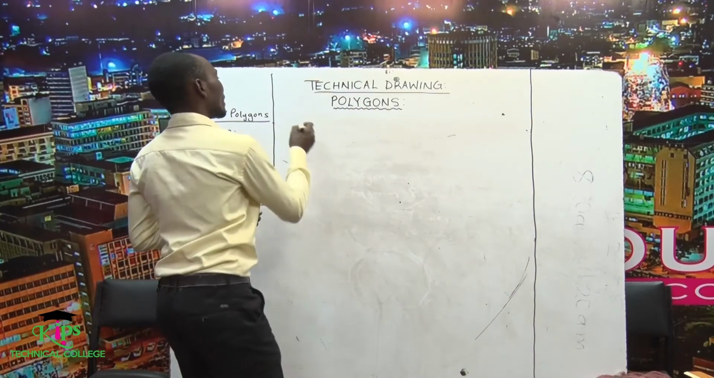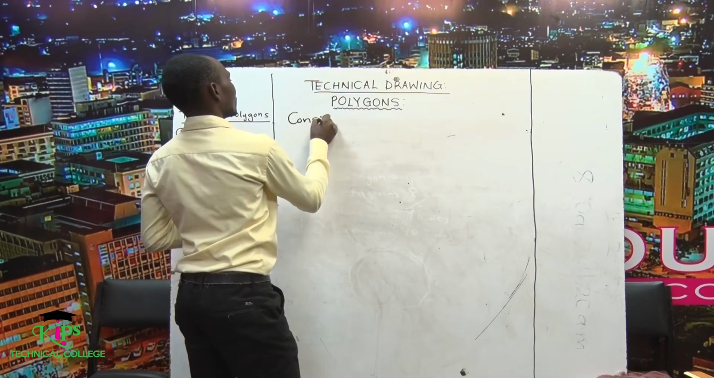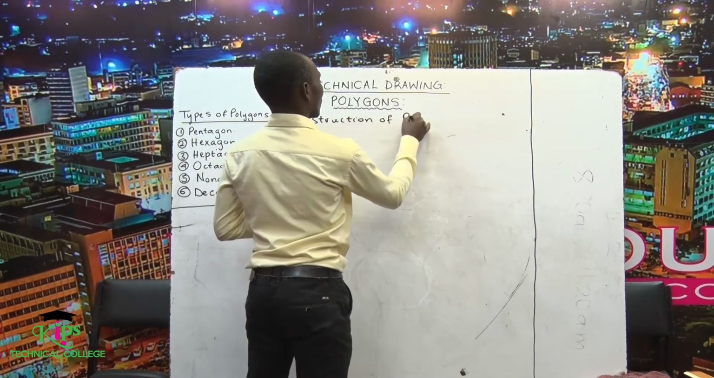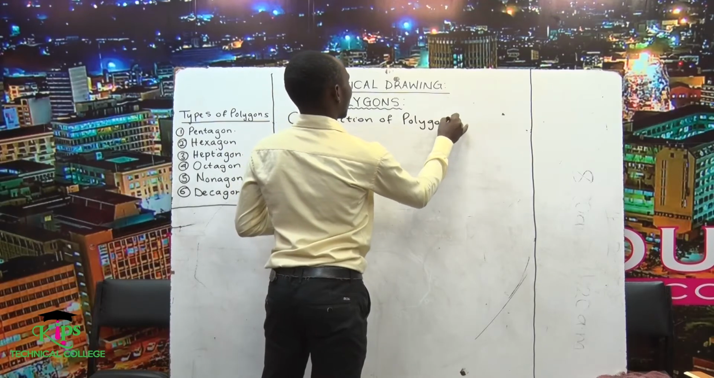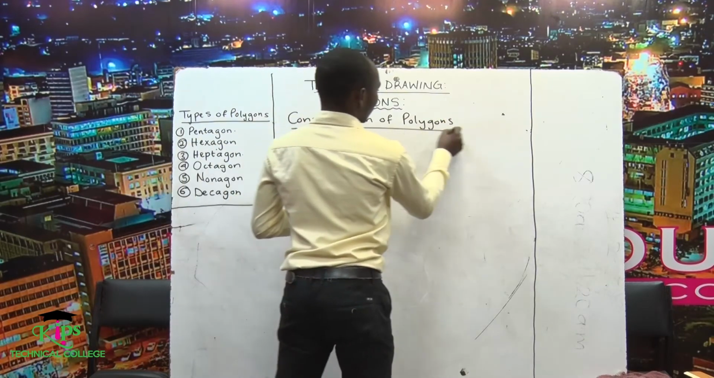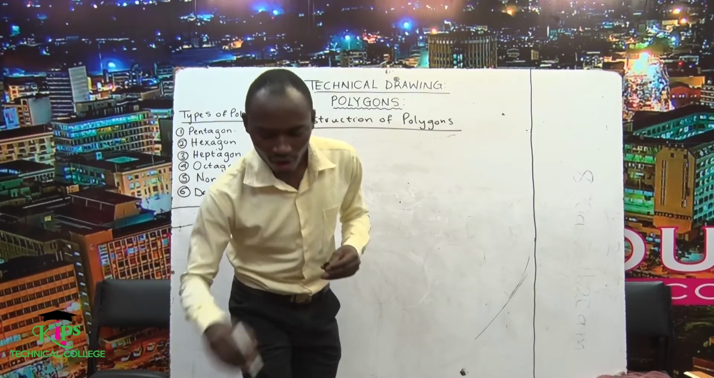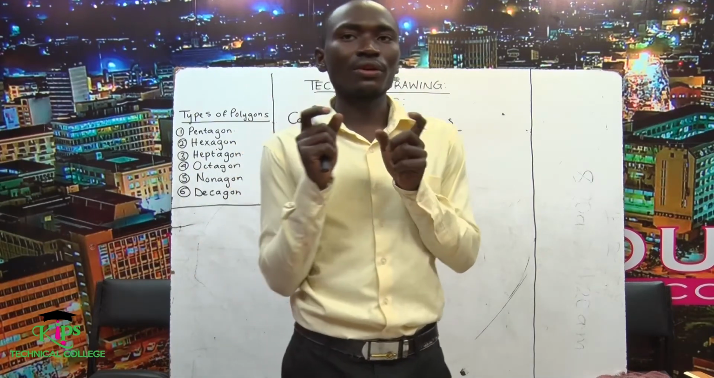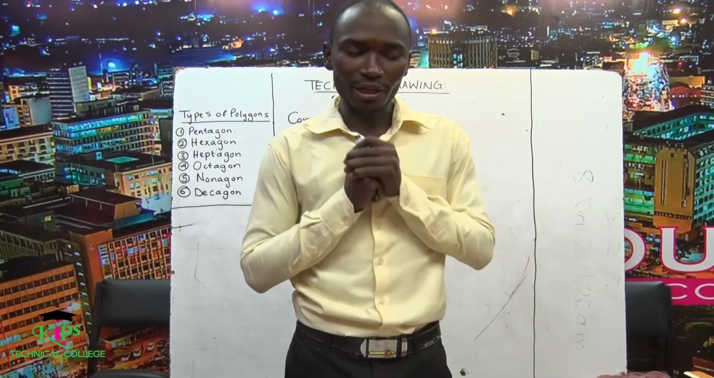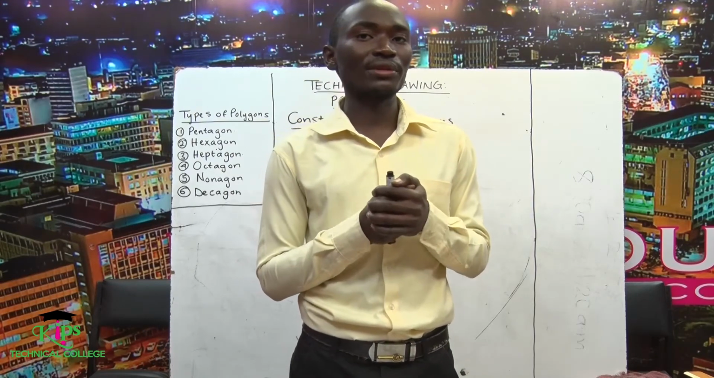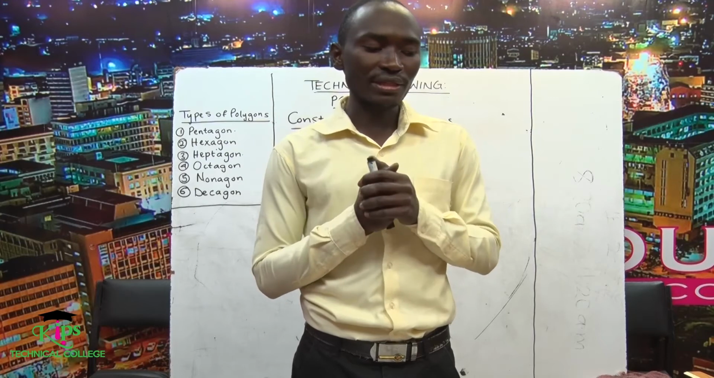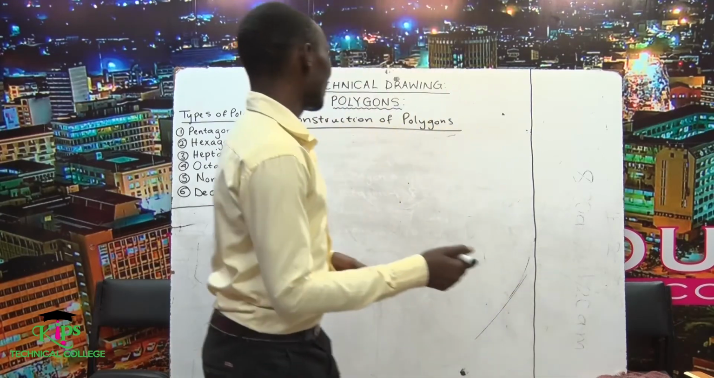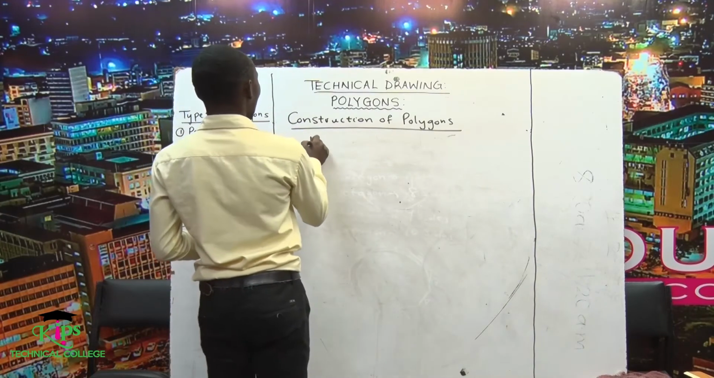Let's go to the construction of polygons. How do you get to construct these polygons, the different types of polygons that we have? I'm going to show you the procedure on how you get to construct them. So let's begin with the first one.